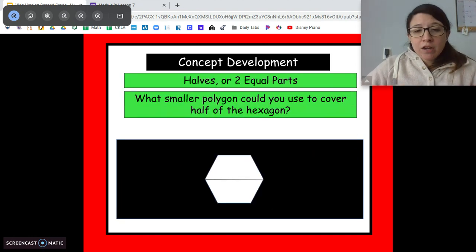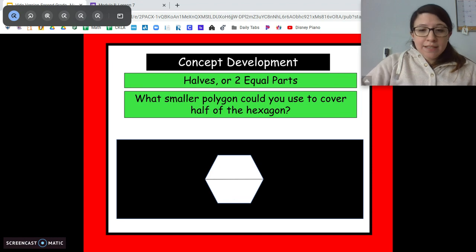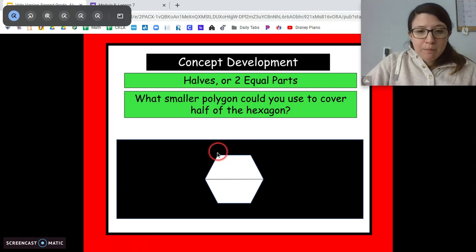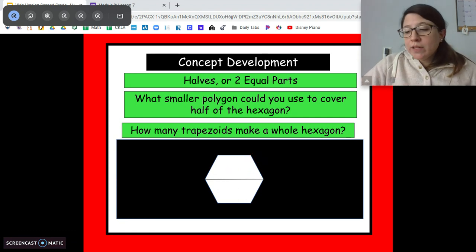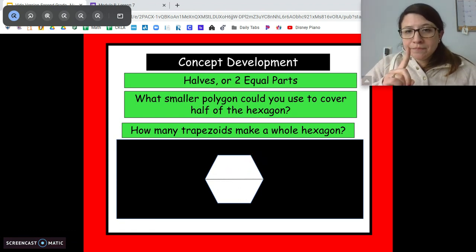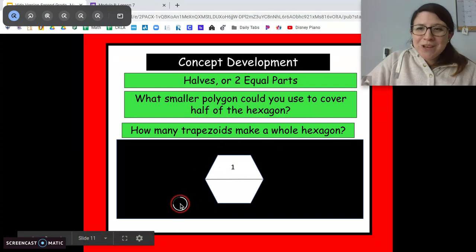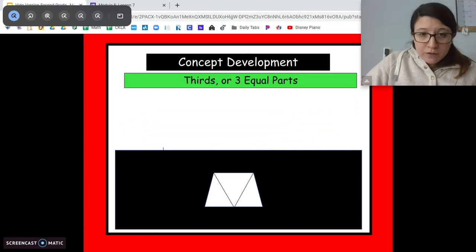So this is a hexagon. As you can see, we drew a line down the middle. What smaller polygon do you see when we split the hexagon in half? What smaller polygon would fit in this shape up here? A trapezoid, good. How many trapezoids make up one hexagon? 1, 2. Awesome.